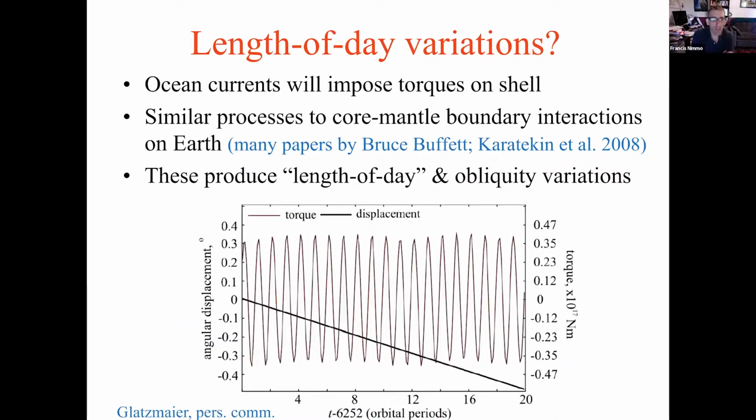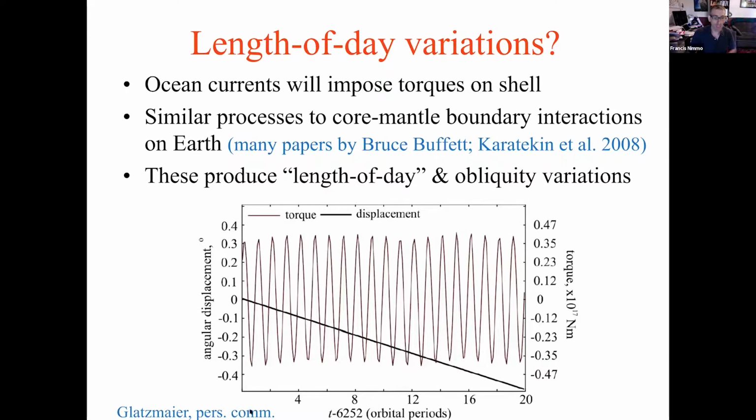Something that I think has a lot of future is the fact that if the ocean has currents, then those currents will impose torques on the shell. And so this is very like the situation we have on the Earth, where the currents in the Earth's core can produce torques on the Earth's mantle, causing so-called length of day variations. And so Bruce Buffett has thought about this a lot on the Earth. Oscar Karatekin has thought about this for Titan. But the point is that we'd expect to see variations in rotation rate coming from ocean currents.